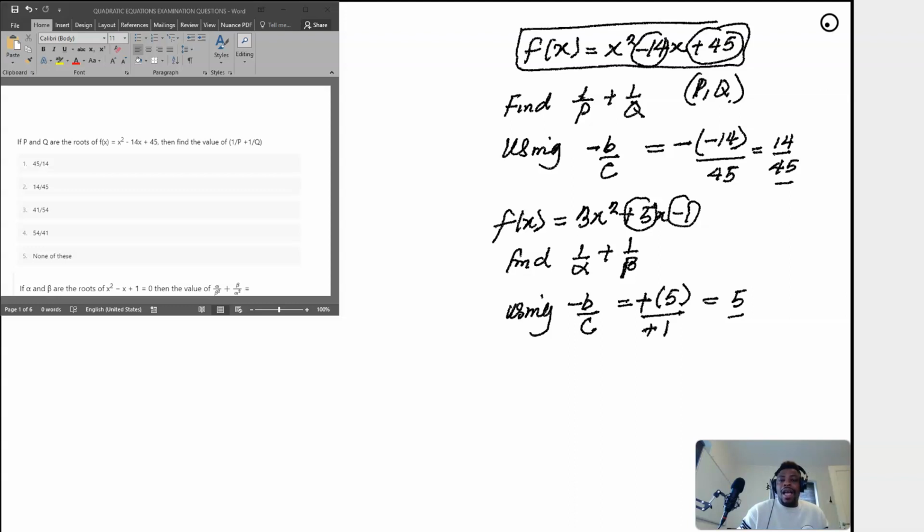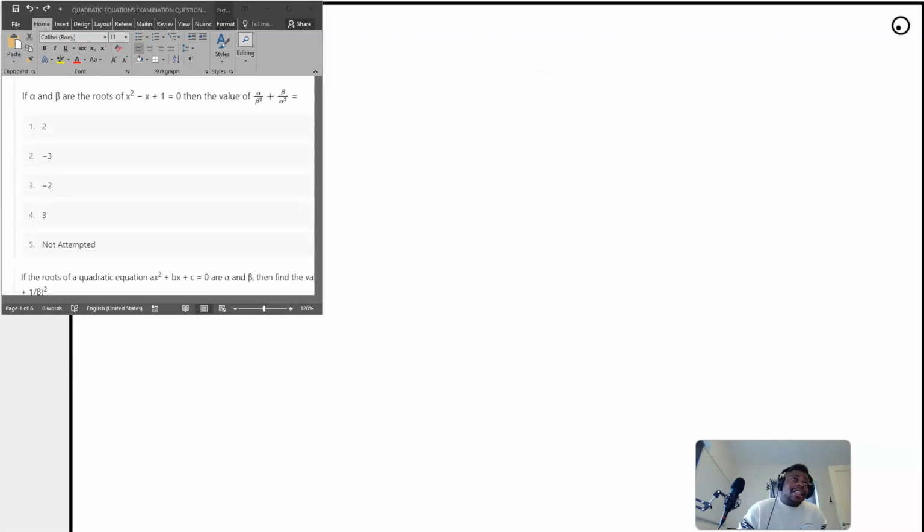In as much as you are told that the roots of the equation are given as alpha beta, and you're asked to find the sum of the reciprocal. So let's go to the next question. Now let's take the next question.